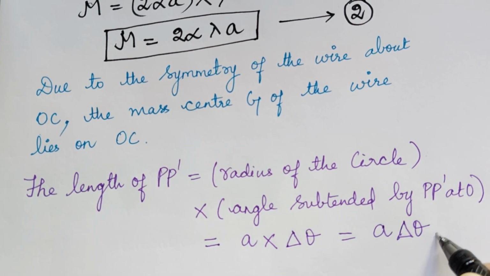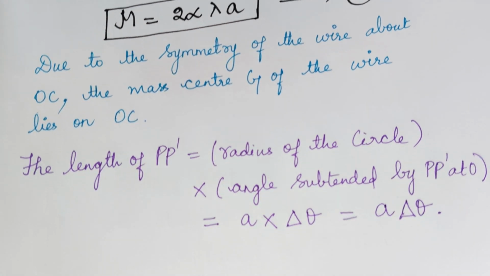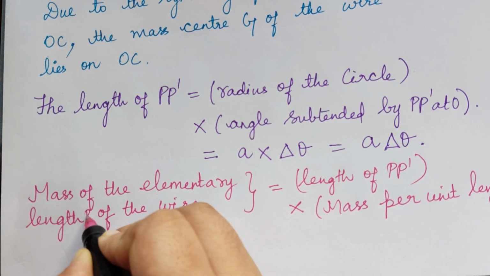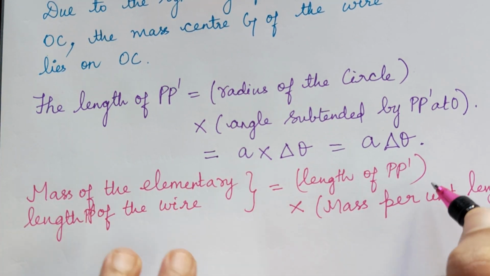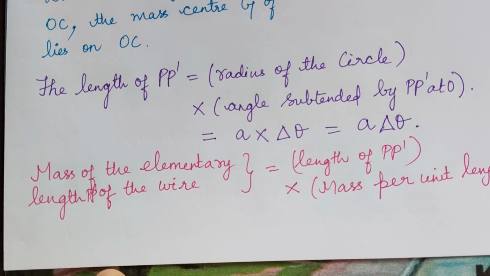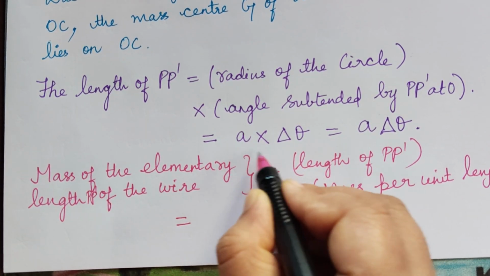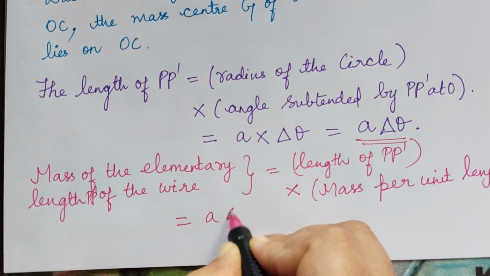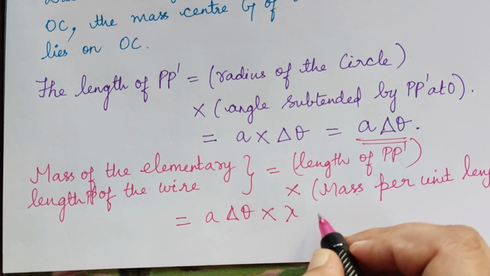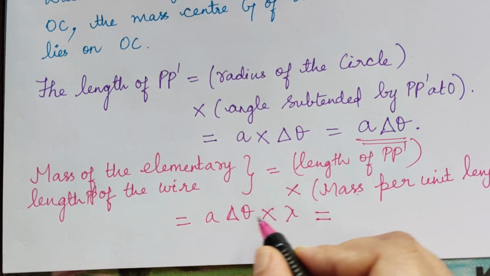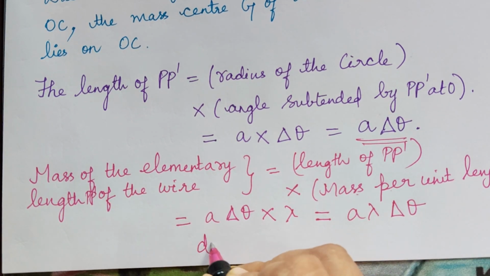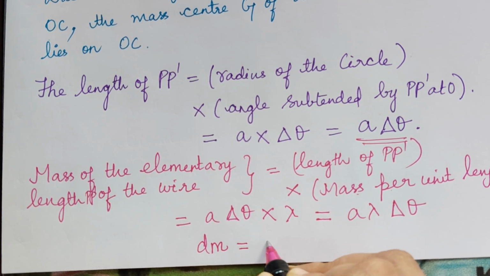Next we shall find the mass of the elementary length PP' of the wire. The mass of the elementary length PP' of the wire is equal to the length of PP' multiplied by the mass per unit length. We know that the length of PP' is, as just calculated, A delta theta, and this has to be multiplied by the mass per unit length, which is lambda from our assumption. So finally we get A lambda delta theta. Therefore the value of dm is A lambda delta theta.